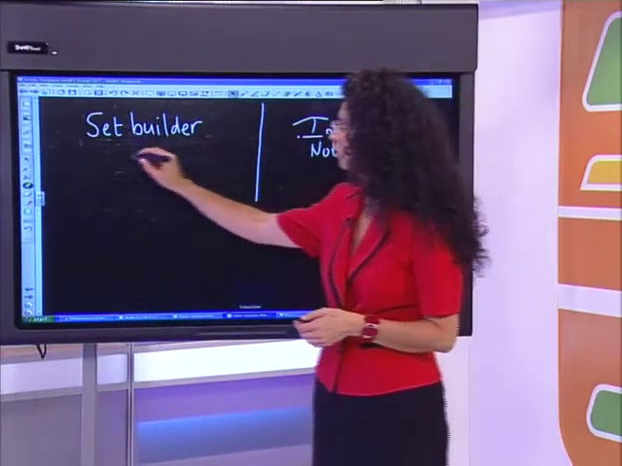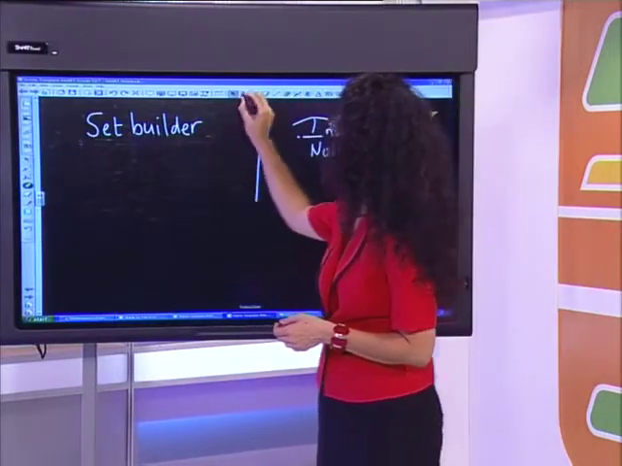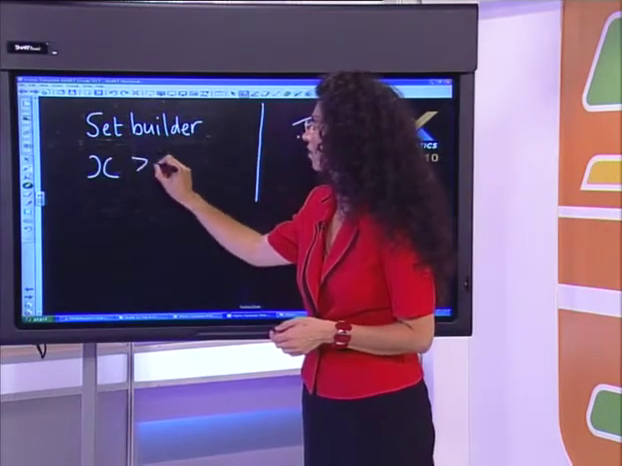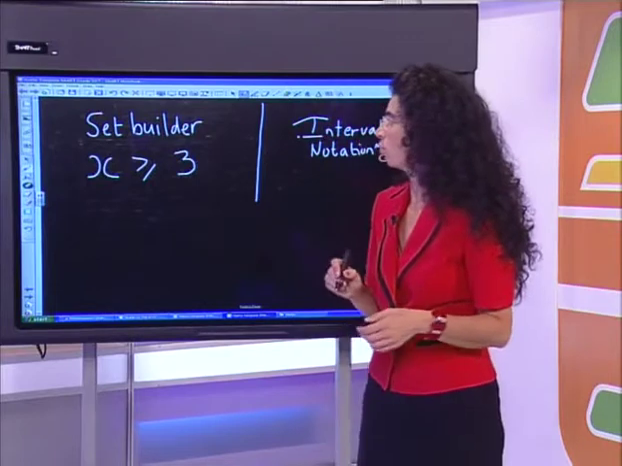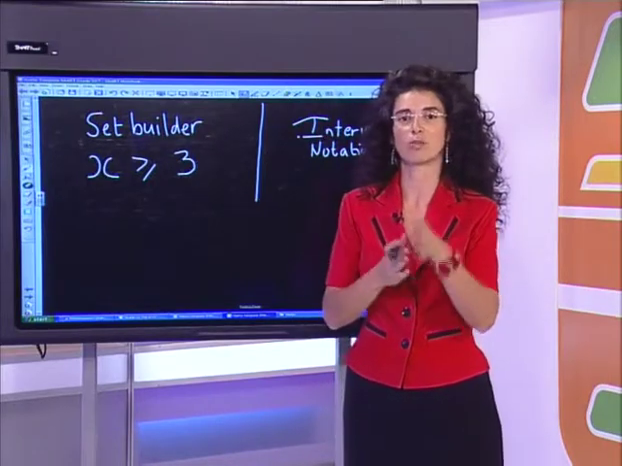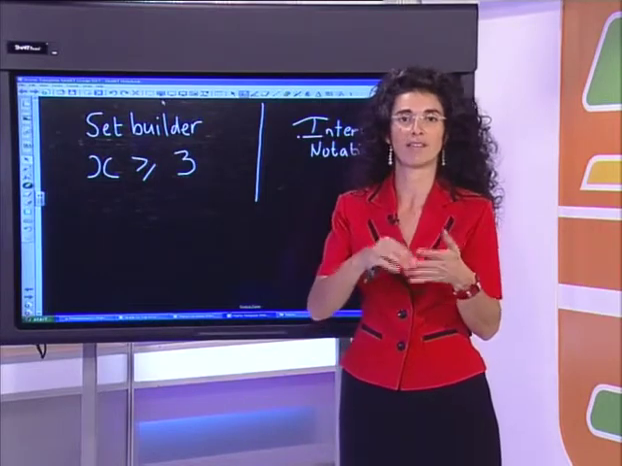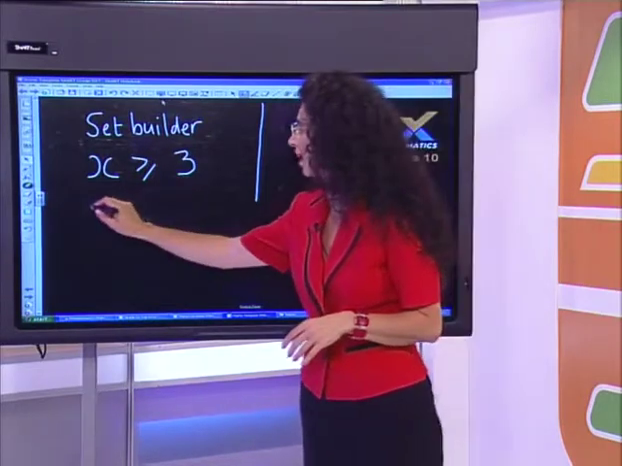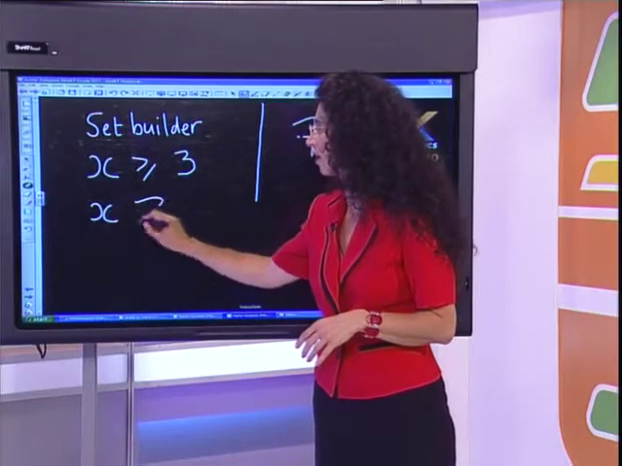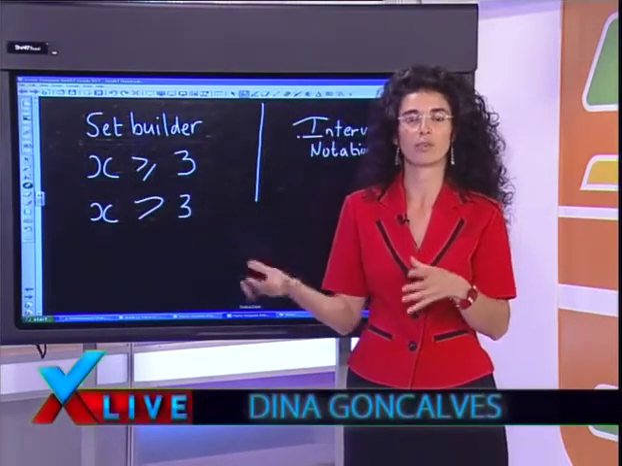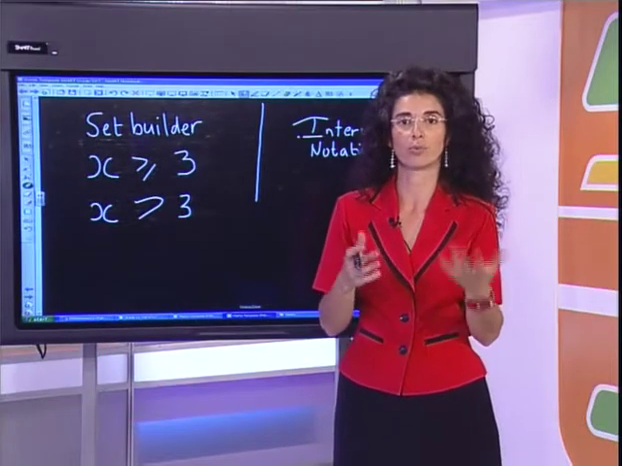So the first one would be x, if x is greater than or equal to 3, then what we are saying is that the list of numbers will start at 3 because it's inclusive of 3, and it will go 4, 5, 6, etc. We could also have, for example, x greater than 3, in which case we're only looking for the numbers that are greater than 3, not including 3, so we would exclude it.